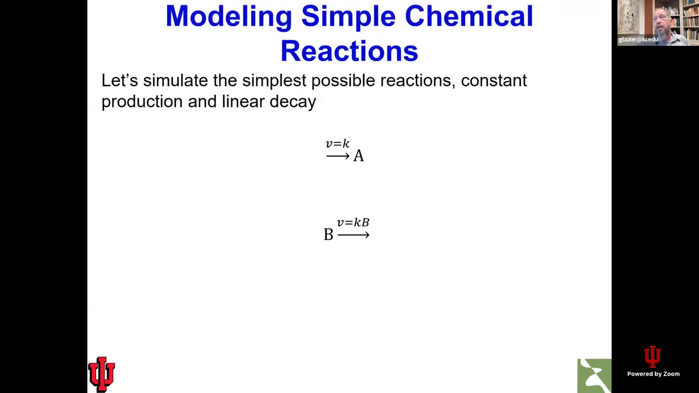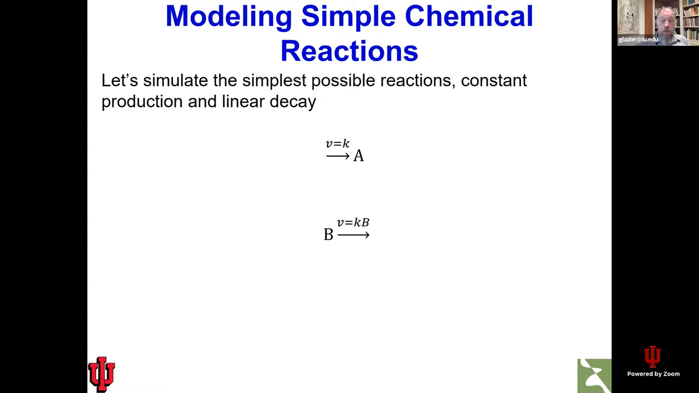Okay. So now let's simulate. Maybe we already did this in a sense 2 weeks ago, but let's come back. Let's just simulate the simplest possible reaction, which would be constant production. That is constant rate of production of chemical species A. And you'll notice, what is not the same about an input arrow and an output arrow?